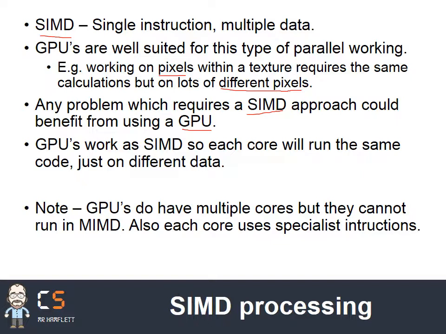So GPUs work as single instruction multiple data, so each core will run the same code just on different data. Sometimes you might read on the internet single program multiple data. It's effectively the same idea. So note that GPUs do have multiple cores, but they cannot run multiple instruction multiple data. So they can't run in that kind of general way that a normal processor can.